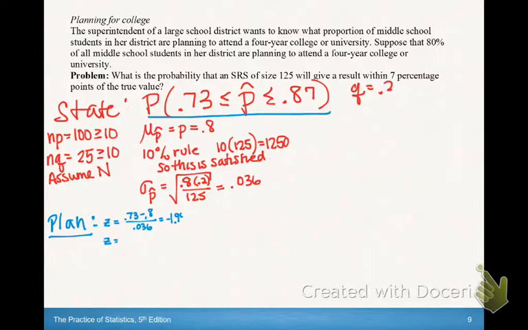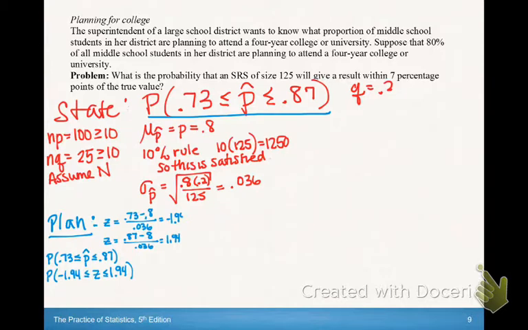And I'll find z for 0.87 the same way. And I got 1.94. So now the probability that p hat is between 0.73 and 0.87 can be changed into the probability that z is between negative 1.94 and positive 1.94.